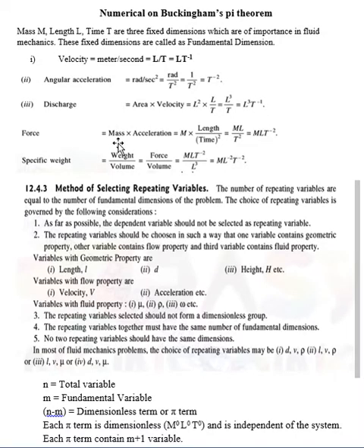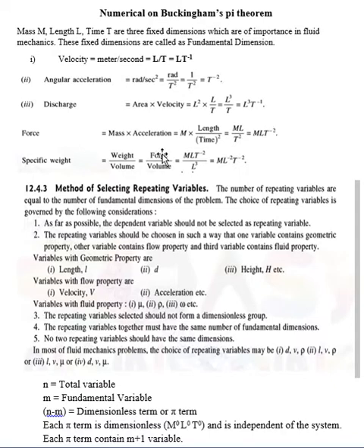Similarly, force is equal to mass into acceleration. We know mass is capital M, and acceleration is meter per second square. Therefore mass M into L upon T square, that is ML divided by T square, and if this T is moved to the numerator, therefore MLT to the power minus 2.